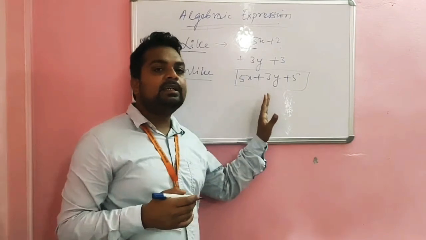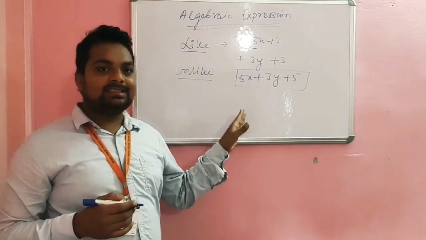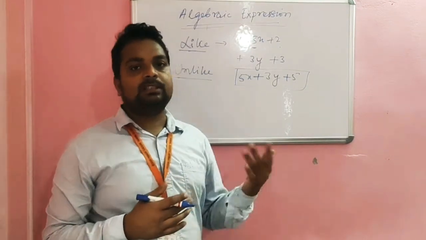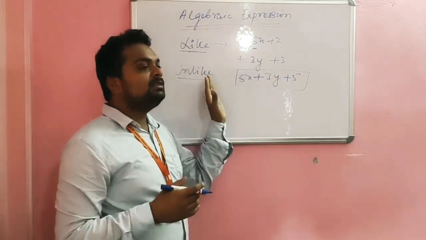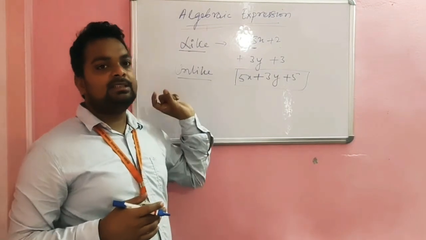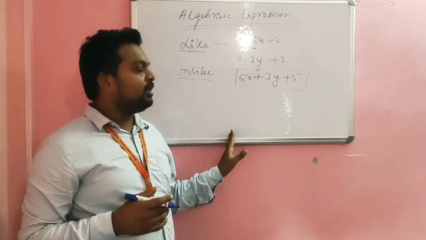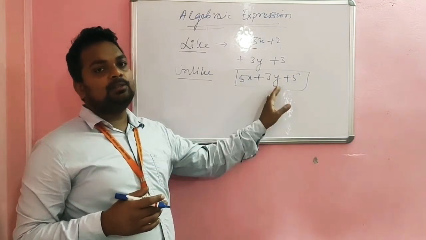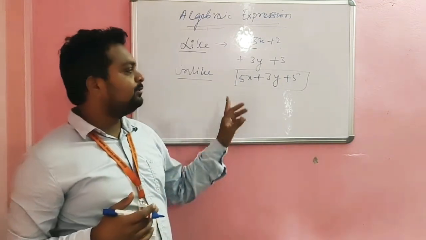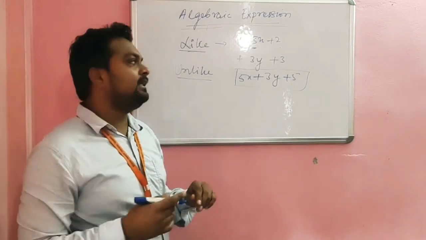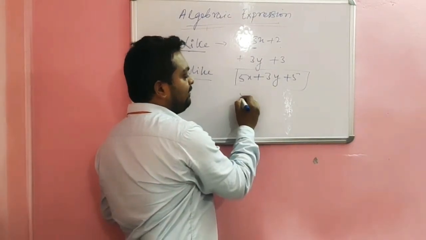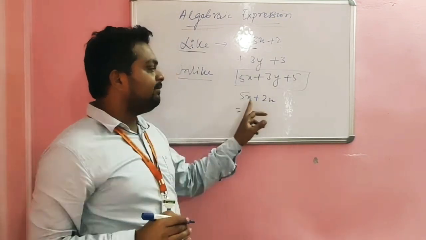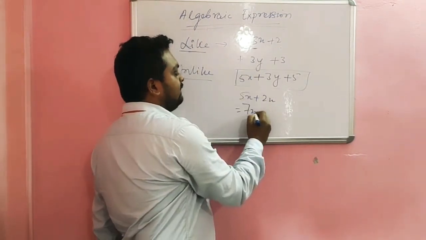So x can be added with x only, x square can be added with x square only, y can be added or subtracted with y only. Like terms are terms which have the same variable with the same degree. Unlike terms have different variables, like x and y, so we cannot add them. If it is like 5x plus 2x, then we can add it like 5 plus 2 is 7, and x.